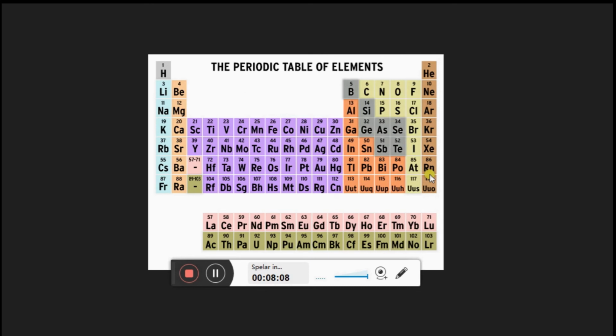In detail we will study this in the higher classes. But this much is enough for you to know: this is the periodic table, and this side is the inert gases. Inert gases are the stable ones, and they do not react with any other element.